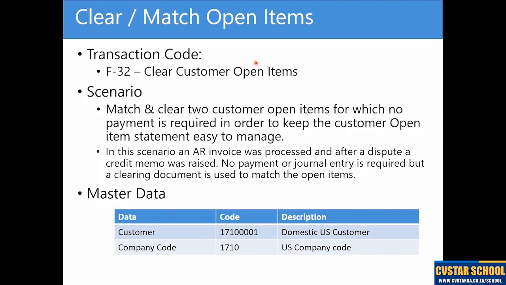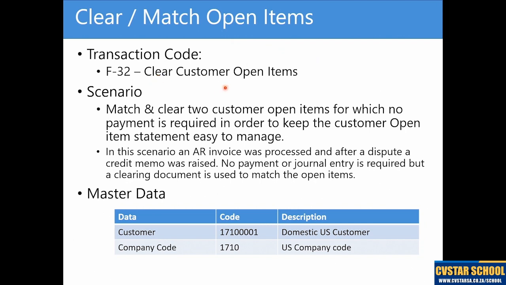So in the previous lesson, you learned how to post some cash or an incoming payment and then match that to clear an open item or invoice. The difference with this transaction, this is what you can use to match two existing open items that just need to be cleared, and this transaction code is F-32.